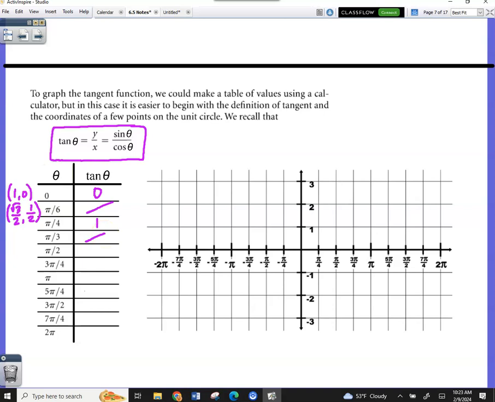Now go to pi over 2. That is the coordinate point 0, 1. If I do y over x, what do I get? I get undefined. That means we have an asymptote, which is why tangent is not as fun, because there's asymptotes involved. You know, nothing's fun when an asymptote comes into the picture.